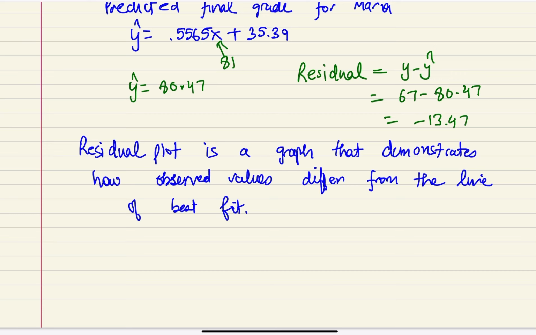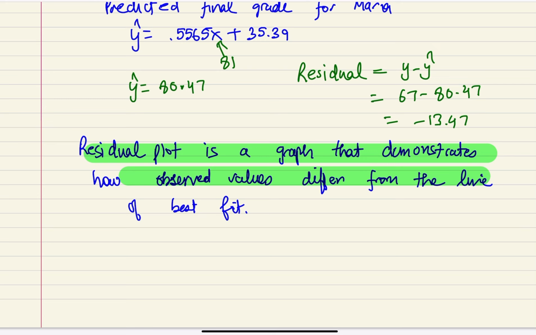A residual plot is a graph demonstrating how the observed values differ from the line of best fit. So what is the difference between the observed value and the predicted value? That's going to be demonstrated using a residual plot, and we'll see that in the next video.